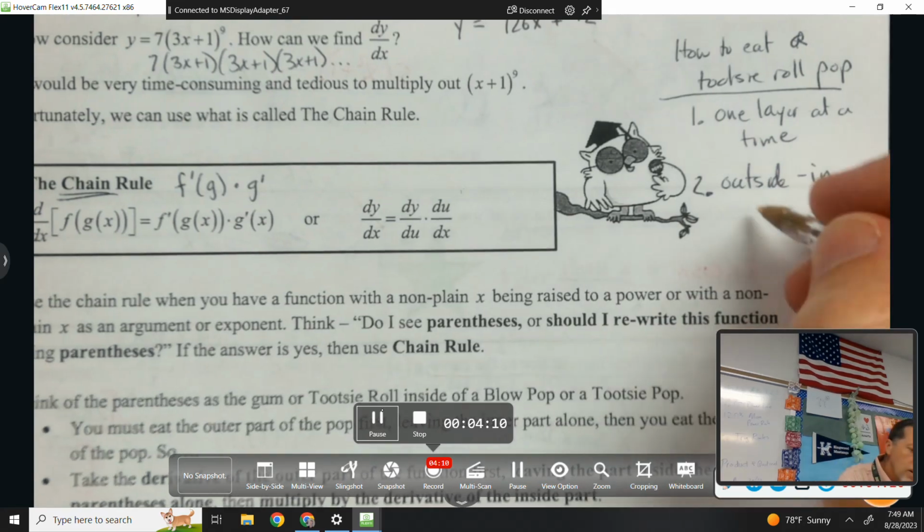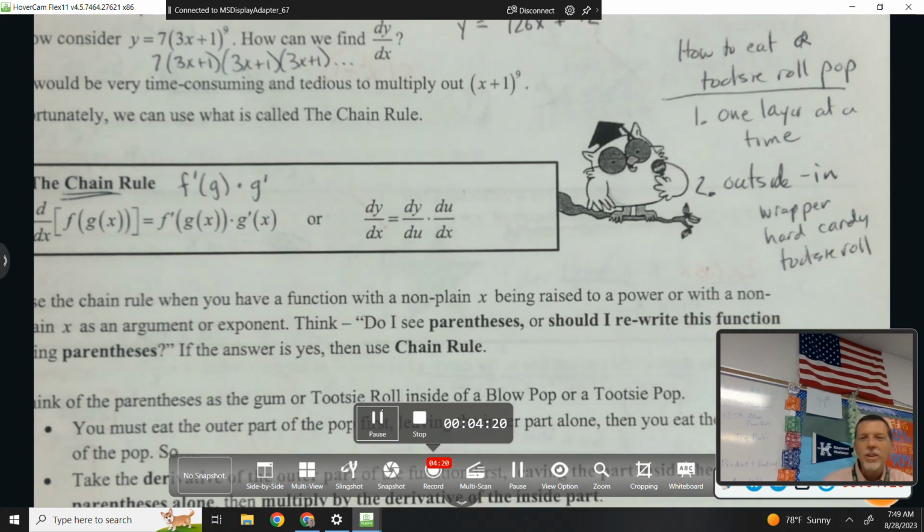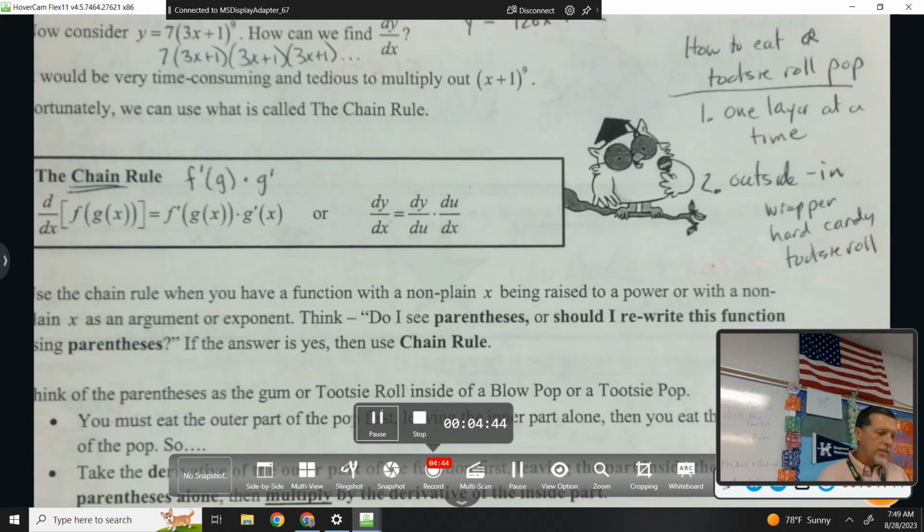So, wrapper, hard candy, Tootsie Roll. I know, you're thinking, why are we talking about Tootsie Rolls here? Because it's exactly the same for the chain rule. You handle one derivative at a time, and you work from the outermost function in, which is a little backwards. Usually in math, we start at the inside, like when we plug something in. You plug in on the innermost part of the parentheses and work your way out. This is the opposite. You work from outside in.